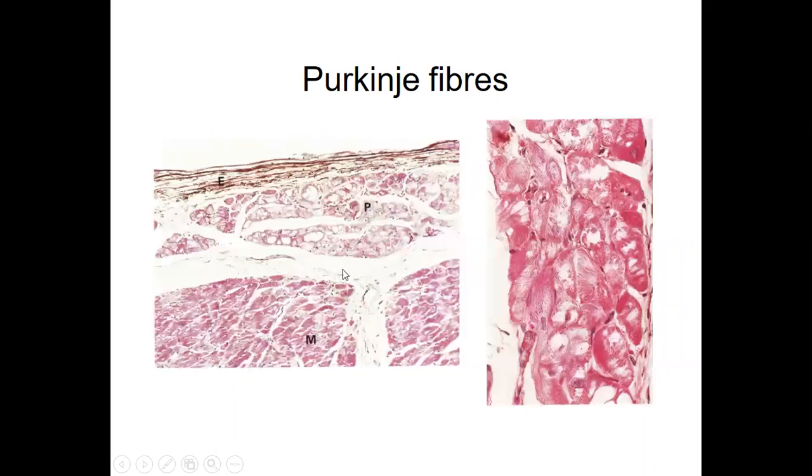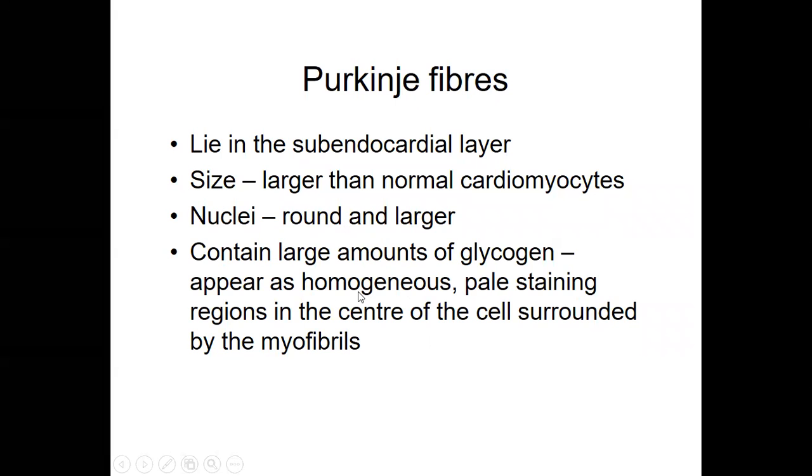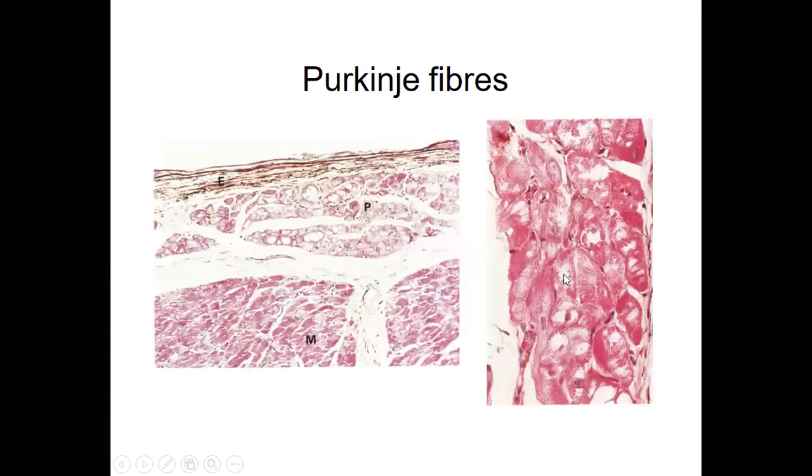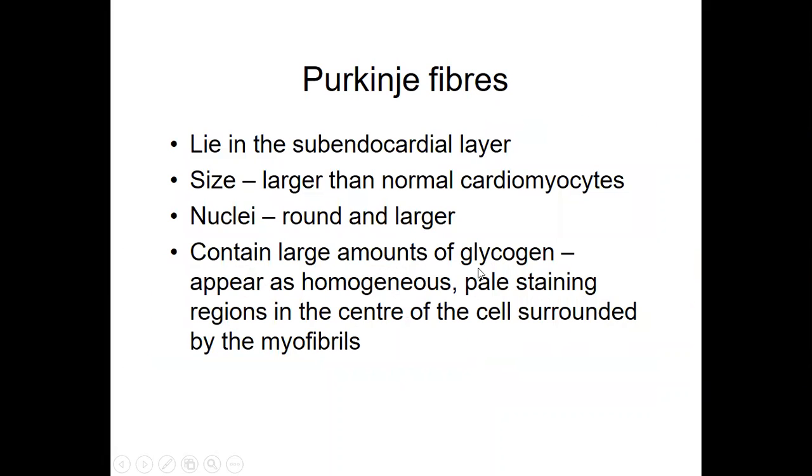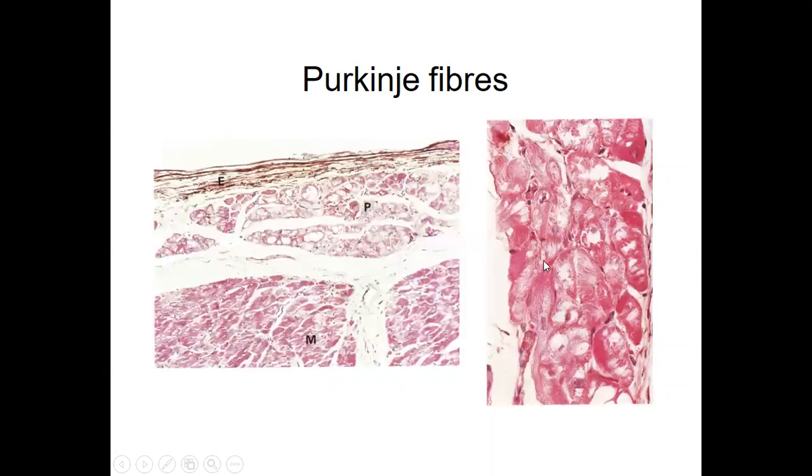We show you, so you can see here a pale staining, homogeneous region in the center. In the center of the cell, it is surrounded by myofibrils. So you can see here on the peripheral part, it is surrounded by the myofibrils. And this is the Purkinje cell.